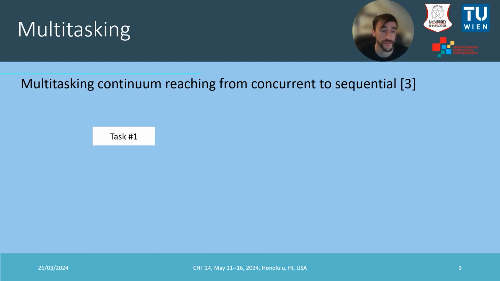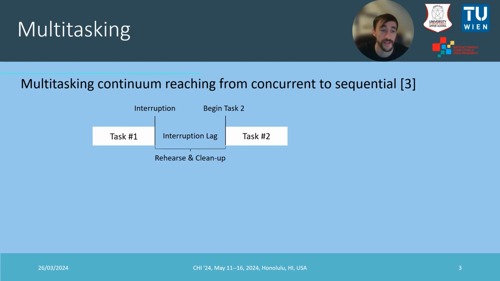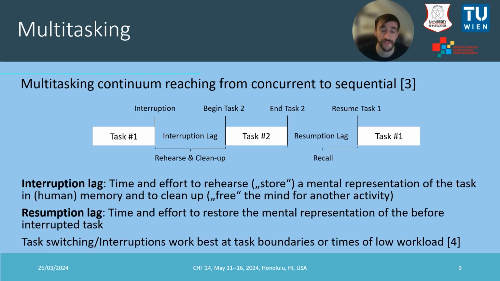So currently I'm focusing on task 1. Then this task 1 is interrupted by a second task. And as you can see, there is this kind of gap between those tasks, which can be described by an interruption lag, where I have to rehearse and clean up my current mental representation of the first task, so that I can then attend the second task. Then after a certain time, the second task ends, and I want to resume the first task. Again, I have this resumption lag, which just describes the time and effort to restore my mental representation of the primarily interrupted task.